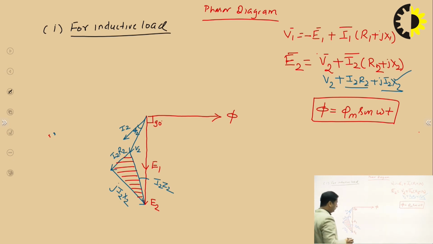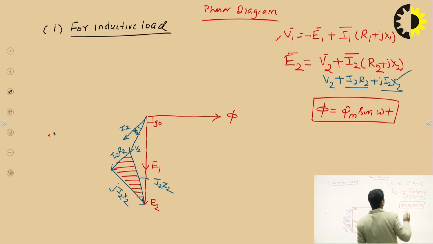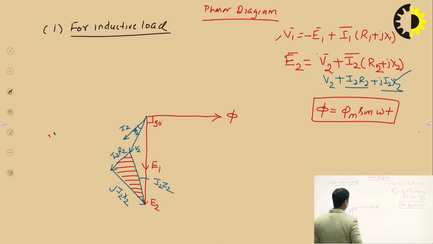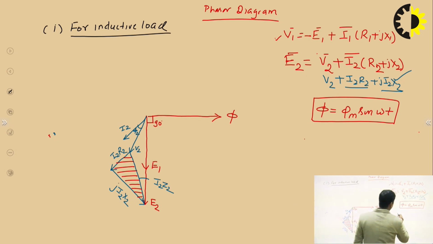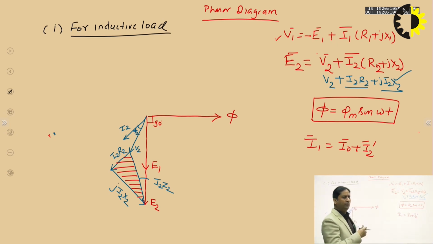So this is a voltage triangle. This is the secondary side, the load side. Now next is to draw the secondary side voltage equation. For the phasor of the secondary side, first of all we have to assume that the load current is there, because the primary current, the load current is also there, and we know that this I1 must be equal to I0 plus the load component. We have seen that in the previous lecture.